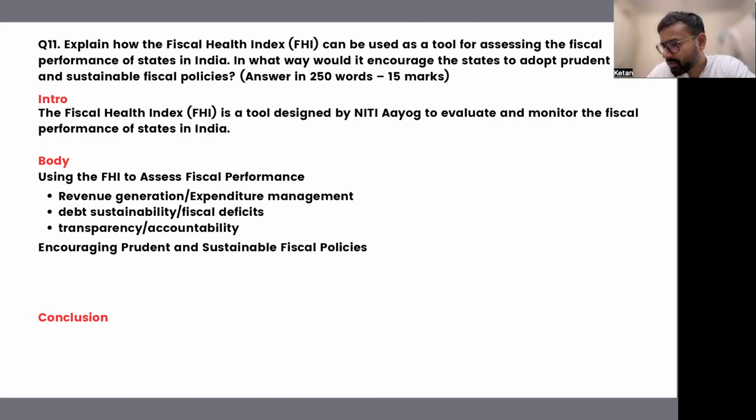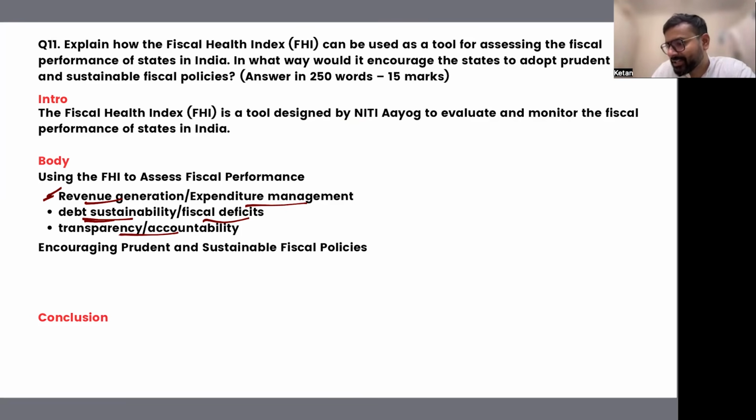So you can talk about all that, how it will be used, how it will reflect the revenue generation status of the states, expenditure management of the states, so that the debt to GDP ratio is sustainable, kept within a limit, and also the fiscal deficit. So leading to more fiscal consolidation of the states, and overall leading to transparency and accountability.